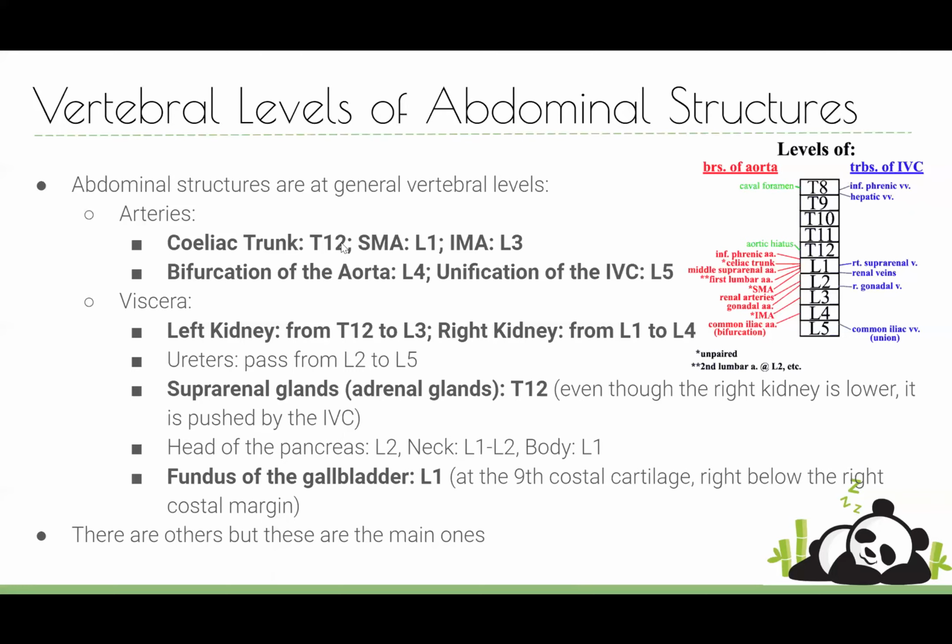Celiac trunk and the SMA are very, very close together. So you can think, well, therefore they're going to be right next to each other. The IMA is just then L3. The aorta then bifurcates at L4, and the IVC will unify at L5. So technically, it's just a vessels, not arteries, but don't worry about that.